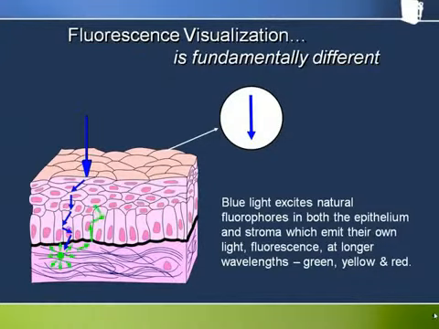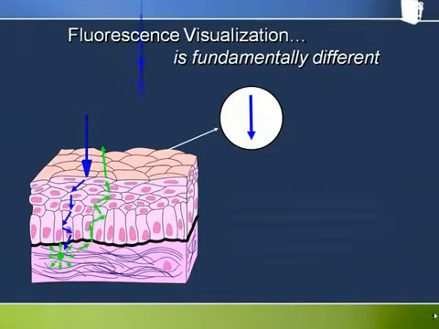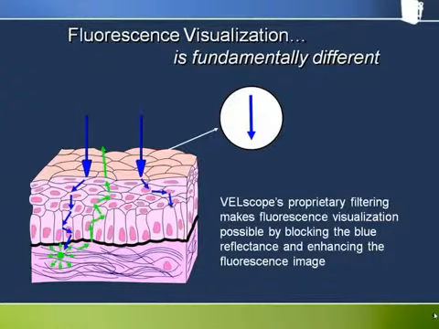When we illuminate the tissue with light of an appropriate wavelength, such as blue light, it enters the tissue just as it does for reflectance, but now it can get absorbed by special, naturally occurring molecules in the tissue called fluorophores. These fluorophores absorb the blue excitation light and then re-emit light at a longer wavelength, that is, green, yellow, or red, a fraction of a second later. Blue light excites fluorophores in both the epithelium and the stroma. The natural fluorescence from the tissue is relatively weak, much less bright than the blue reflected light.